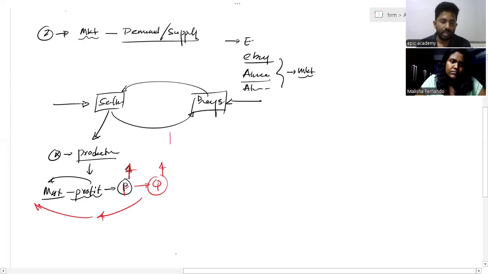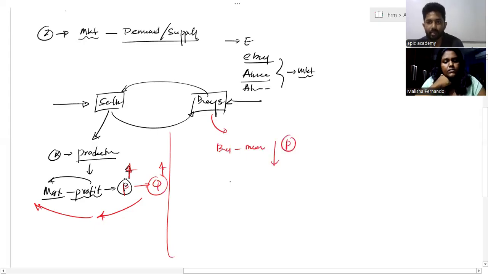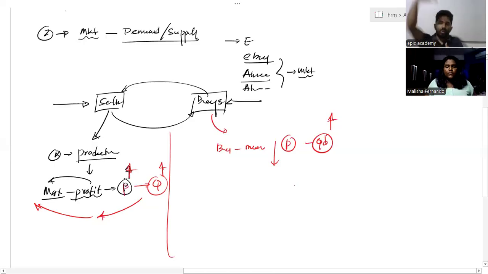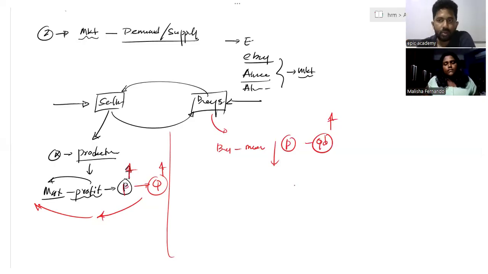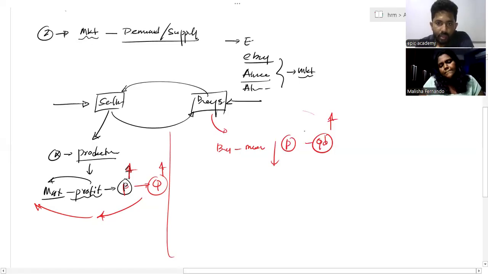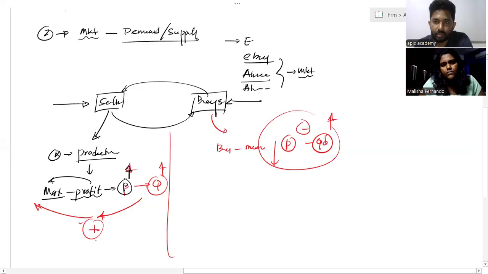On the other side, buyers are there, consumers. Their purpose is to buy more commodities at lower prices, isn't it? Yes. If the price is less, the quantity of demand or quantity of consumption can be increased. They are expecting a low level of prices so that consumption quantity can be increased. Now you can identify a negative relationship between price and quantity here, and a positive relationship between price and quantity on the seller side.